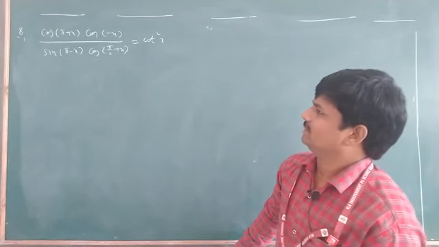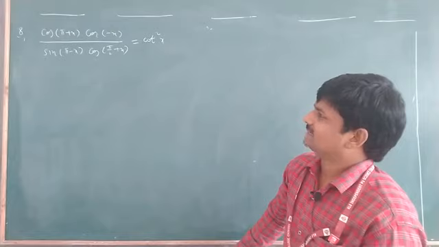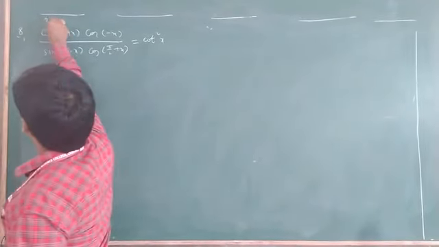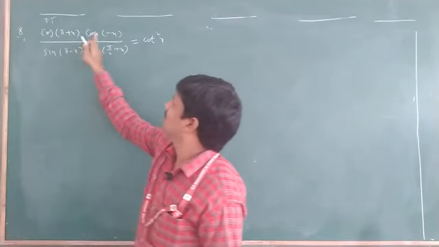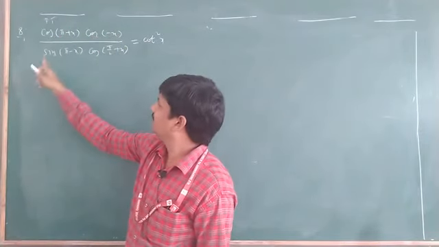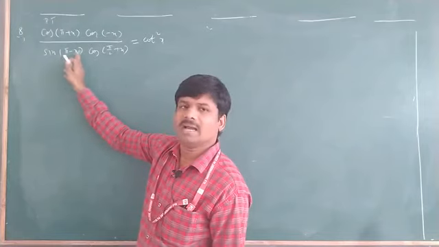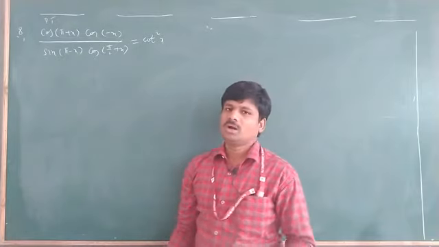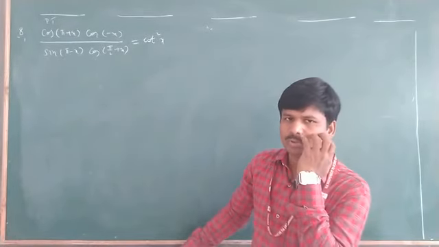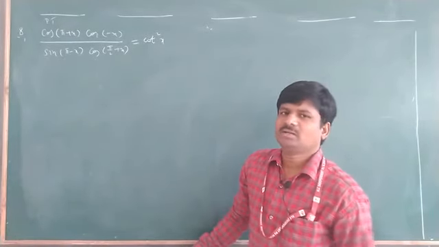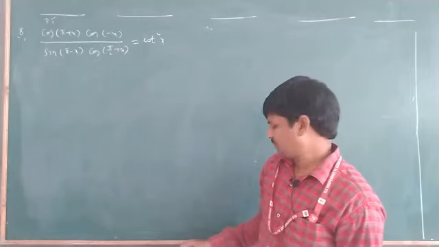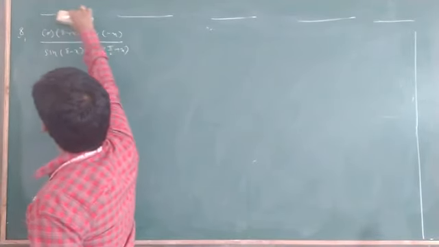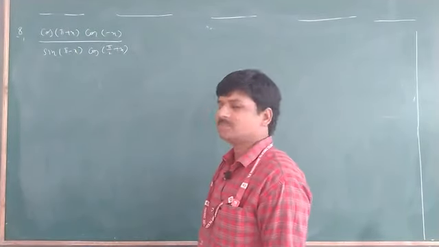Okay, just listen. Cos of pi plus x, cos of minus x. What do we have to do now here? Prove that cos of pi plus x, cos of minus x by sin of pi minus x, cos of pi by 2 plus x is equal to what we have to prove? Cot square x. Same again, to prove this one, take LHS. This one is LHS. Let LHS, just observe here.